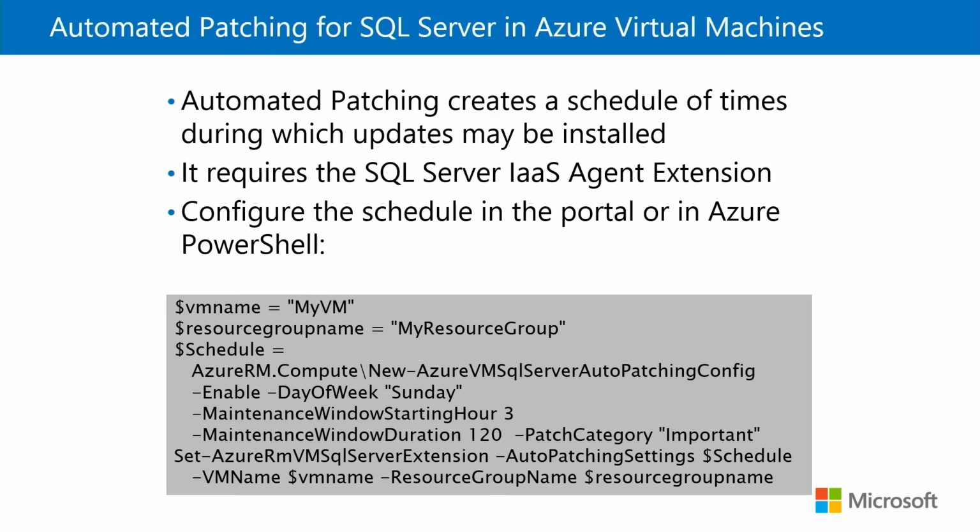Now, in this example here, you're seeing how to do it in PowerShell. And what you're seeing is we're first creating a series of variables. This is going to be the name of the virtual machine. This is the resource group that it's in. And then we specify the schedule.